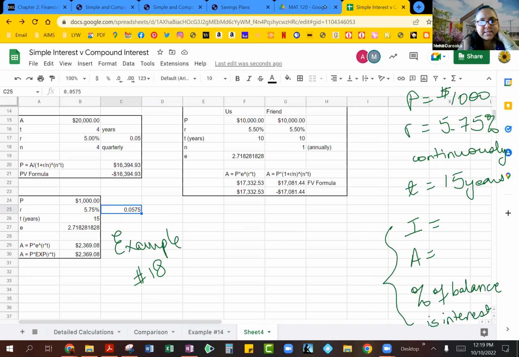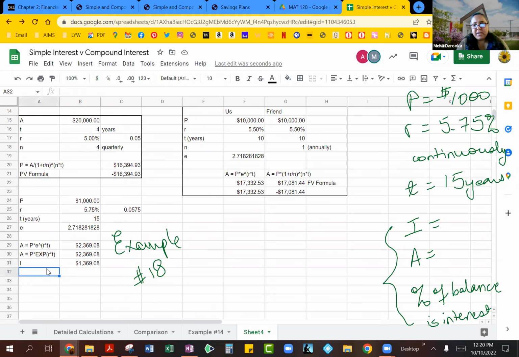Alrighty, folks, so this was finding our future value. Now, of course, they also want us to find the interest and what percentage the interest, oh, sorry, not that. So let's remove this here quickly. So to find our interest, obviously, you will take your future value, so take your A, and from that subtract your principal. So of course, if you're subtracting $1,000, you should end up with $1,369.08. So that will become your interest.